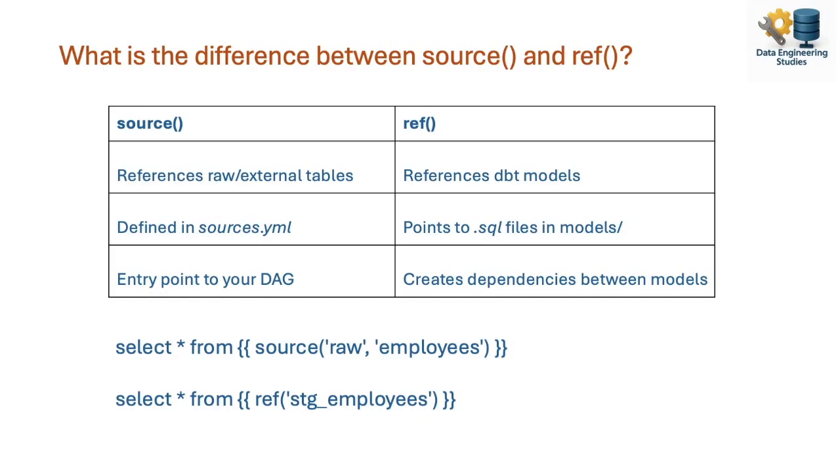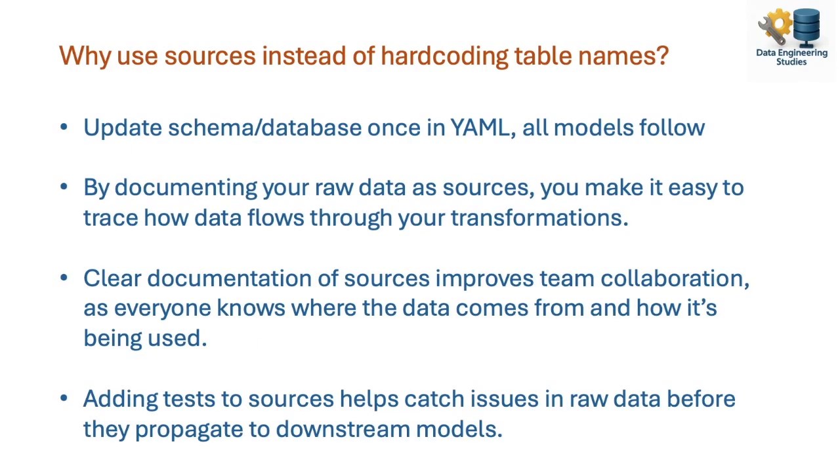Now let's see the next interview question. Why do we use sources instead of hard coding the table names? The first point is a single point of update. If there is a change in the schema or database, you just have to update the YAML file and all models follow automatically. No need to find and replace across dozens of files.